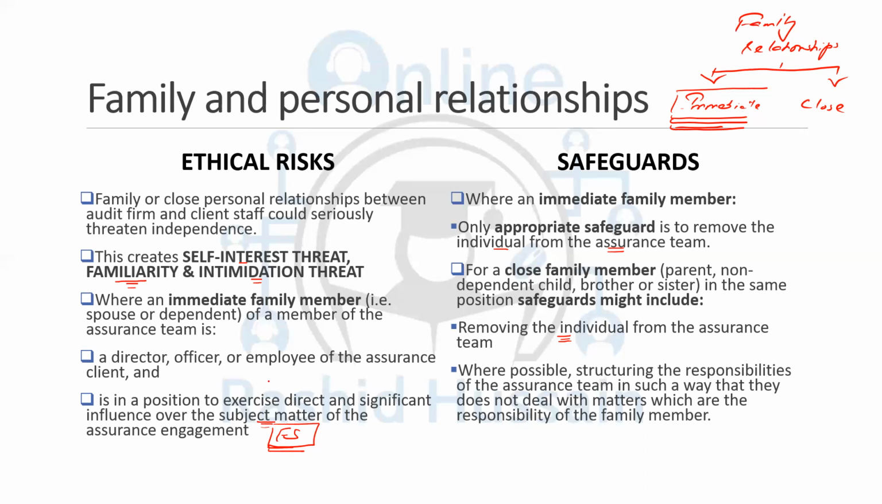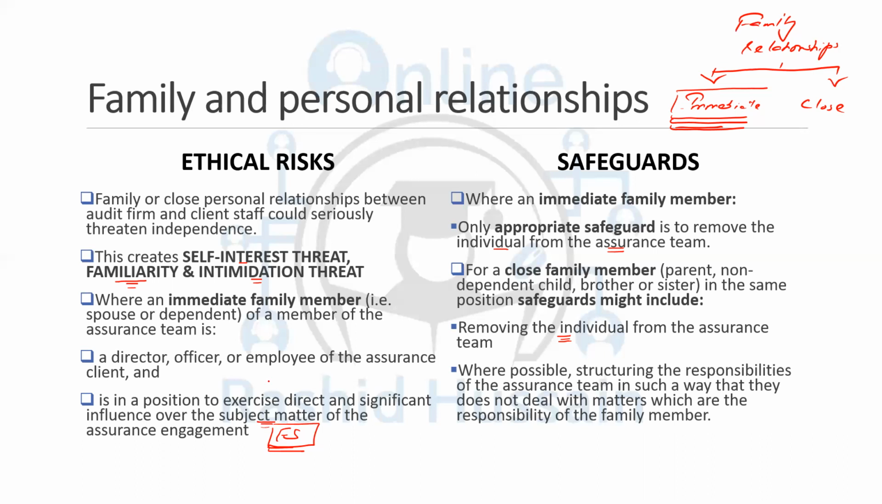But for example, if you are going to audit a client and there is someone, even from your immediate family members, who is not responsible for the subject matter, for example an engineer over there who works on the production site, now this has nothing to do with financial statements, so nothing related to familiarity and things like that.